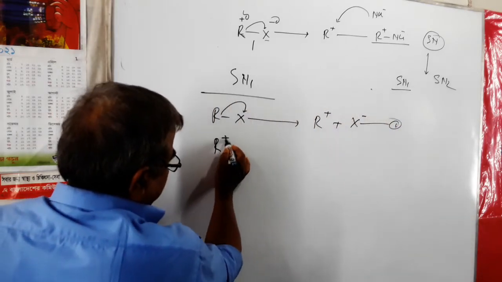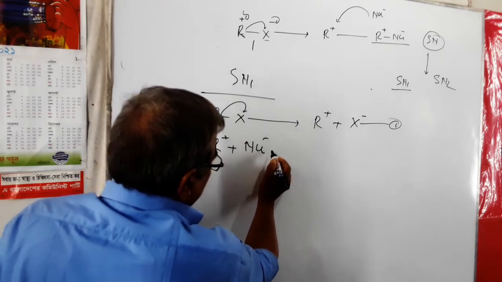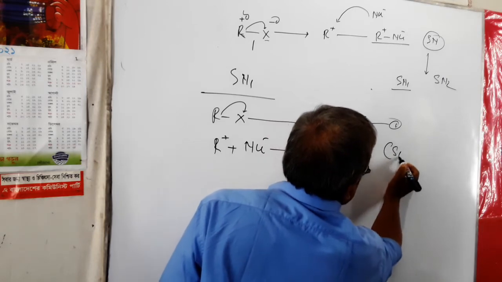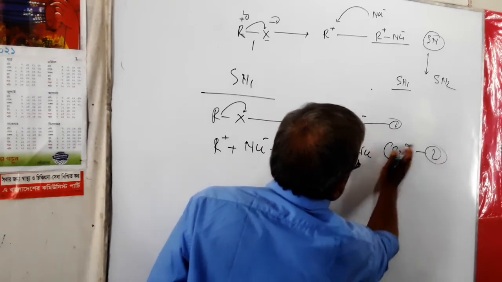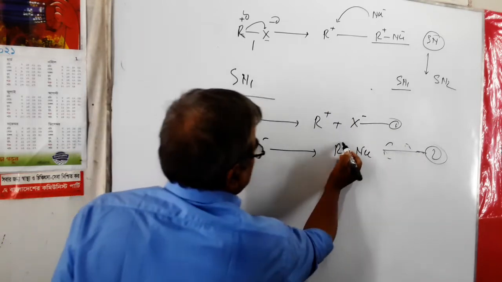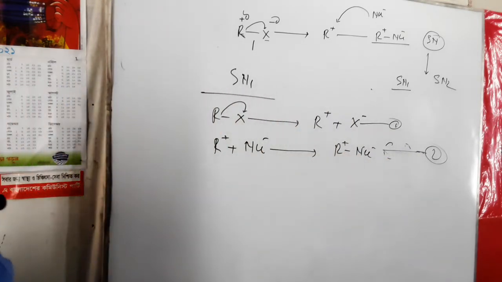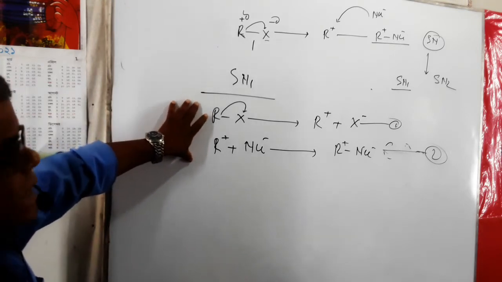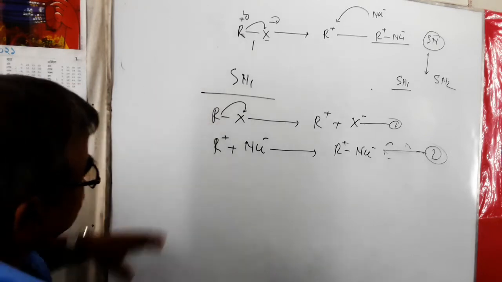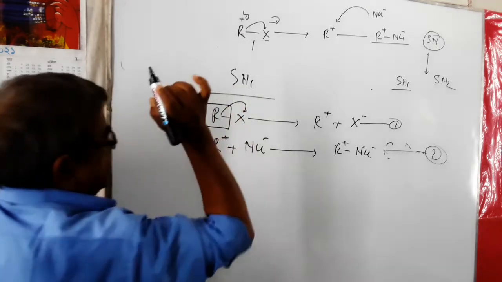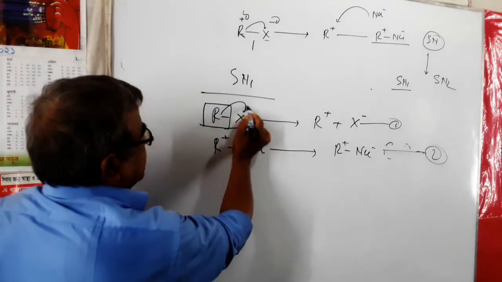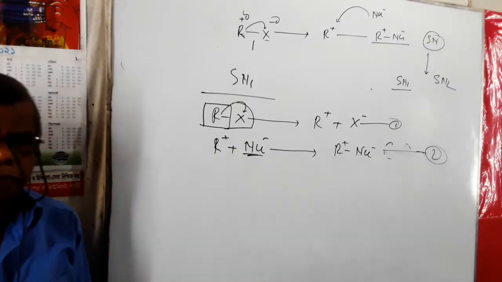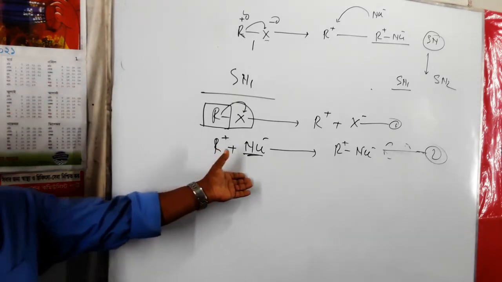This R, the carbocation, will be attacked by the nucleophilic reagent, and then it will be an SN1 reaction, which is step 2. This is the SN1 reaction. The SN1 reaction happens in two steps, but it is called SN1 because its rate depends only on the reactant and does not depend on the concentration of the nucleophile. So it is called an SN1 reaction.